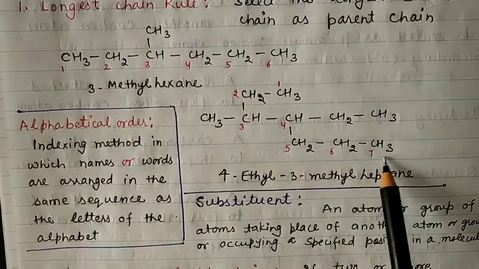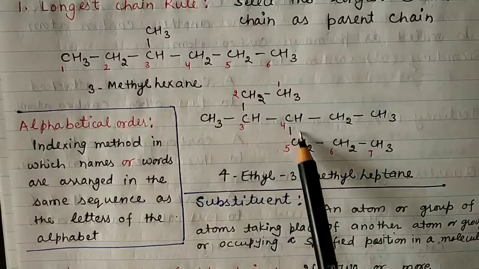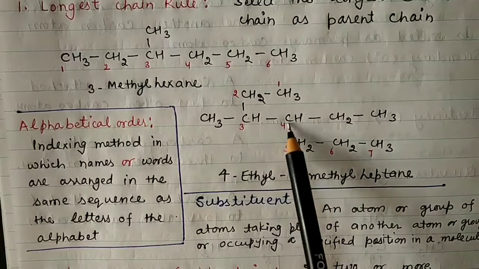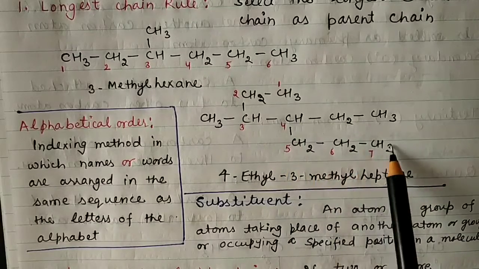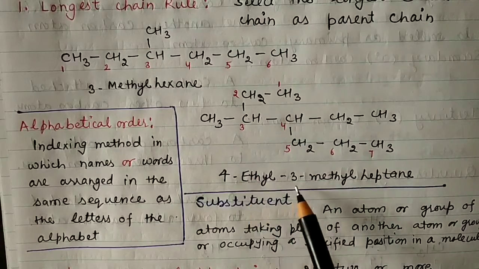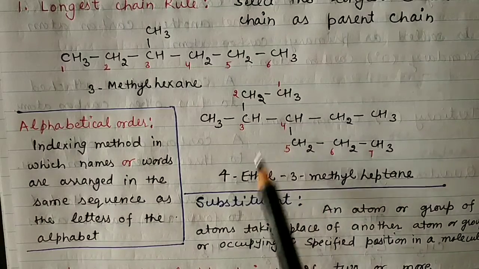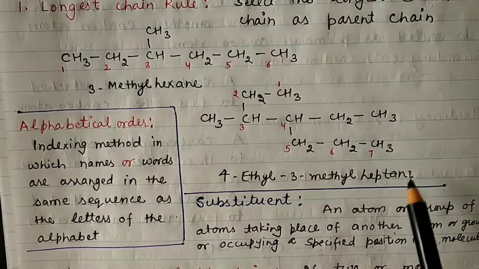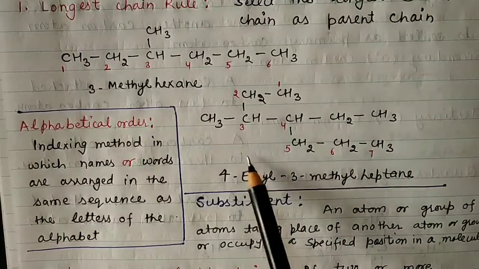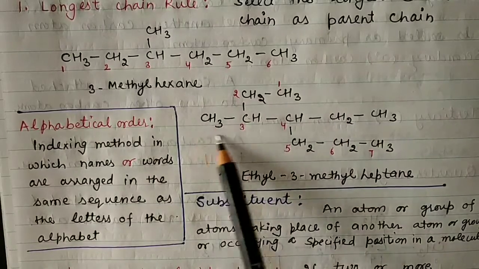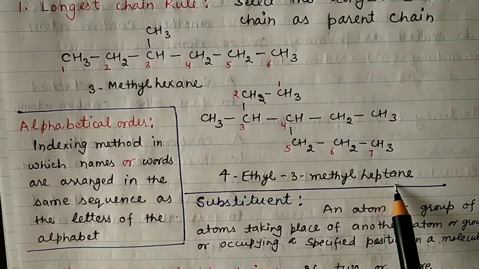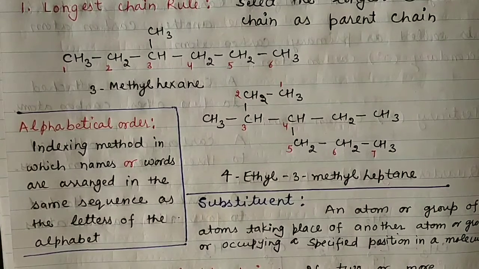Likewise, first of all, we have to choose the longest carbon chain like this. This is the longest carbon chain in this compound, having 7 carbons. In the 4th position we have this group, which is the ethyl group, and at 3 this is the methyl group, and this is heptane. So in the 4th we have the ethyl group, and in the 3rd position we have the methyl group. In total we have 7 carbons with single bonds. This is heptane. So alphabetically we have to mention their names.